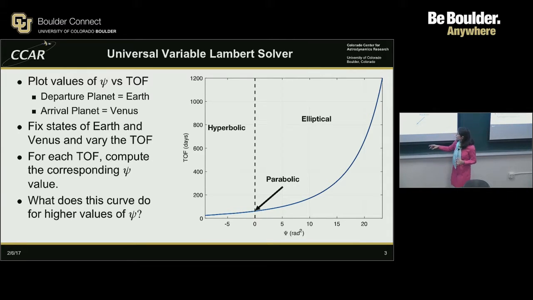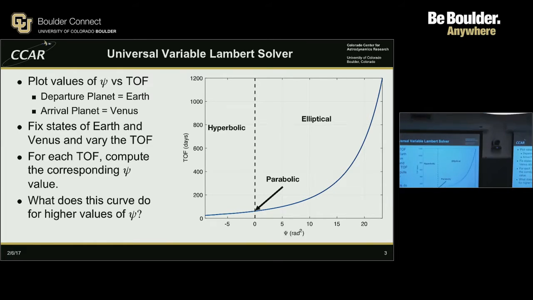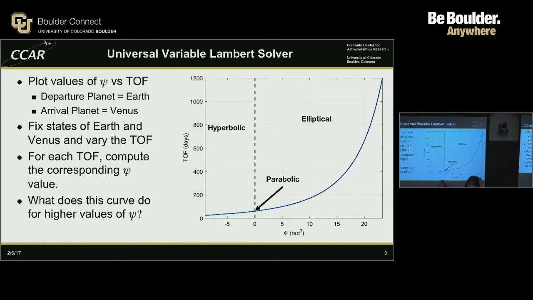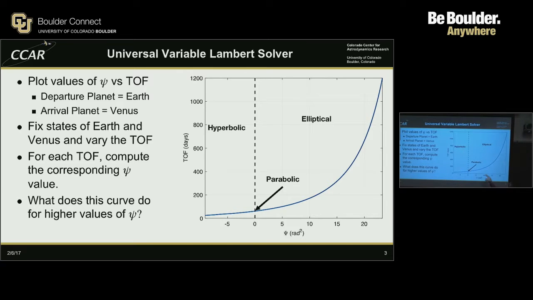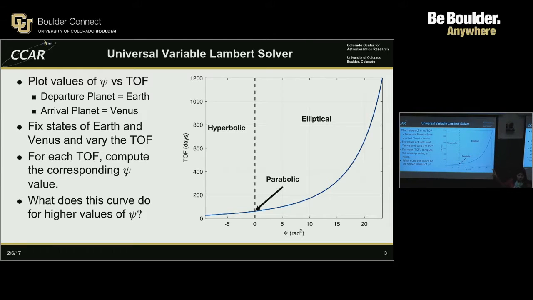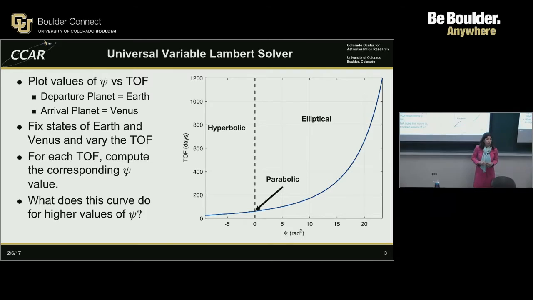For delta E squared, or psi values, that are negative, we're looking at hyperbolic transfers. If psi is exactly 0, it's a parabolic transfer. And if psi is positive, we've got an elliptical transfer. So what do you think this curve does at higher values of psi?